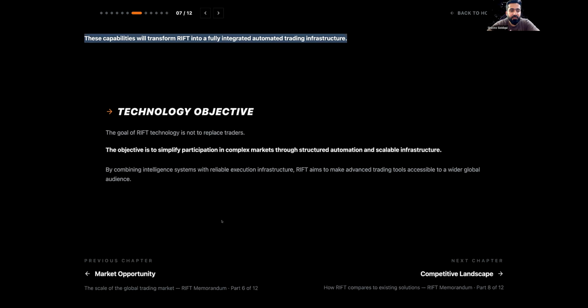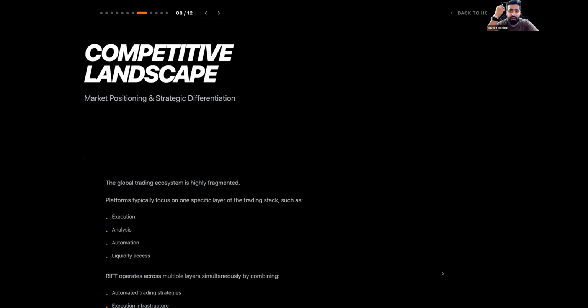This is the technology objective of Rift. The objective of Rift is to simplify participation in complex markets through structured automation and scalable infrastructure. The most important aspect that we carefully looked upon was the scalability part of Rift, and that was pretty much 99% solved by development on Hyperliquid, and the rest of the layers we built in the AI tool in such a fashion that it can withstand millions of users at the same time.